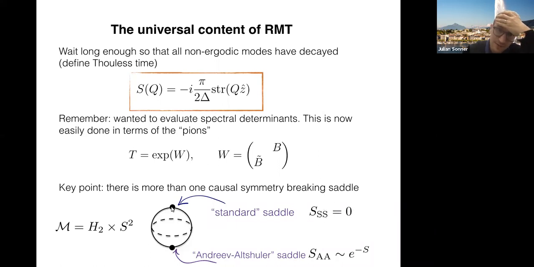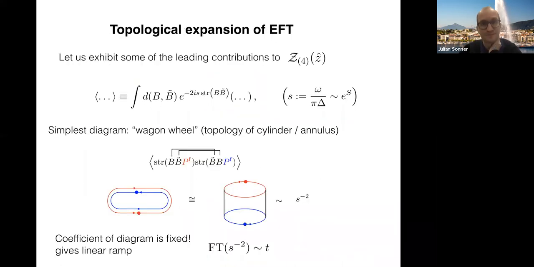But then there is one which is at the opposite pole of the two-sphere, the fermionic part, and this is what is called the Andreev-Altshuler saddle, which has an action which is of order e to the minus entropy. So the action of this saddle is not 0, but it's of order e to the minus entropy. And so one comment is that these two saddles are actually linked by the Weil symmetry. So if you know that this saddle is here and you know the Weil symmetry, then you know that the other saddle also has to be there.